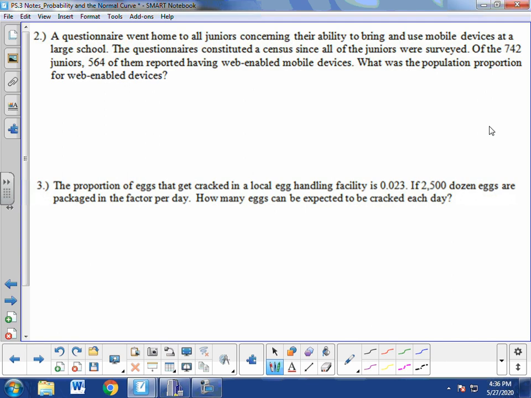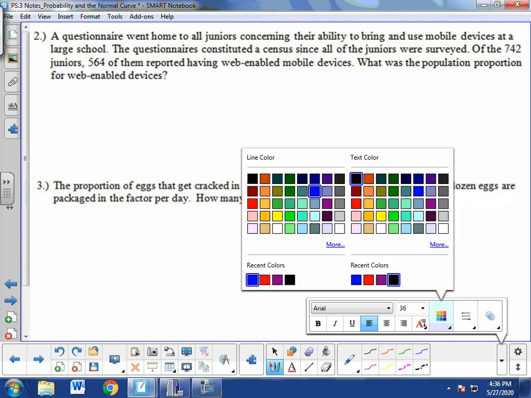So in problem number 2, we have a questionnaire that went home to all juniors concerning their ability to bring and use mobile devices at a large school. The questionnaire constituted a census since all of the juniors were surveyed. Of the 742 juniors, 564 of them reported having web-enabled mobile devices. What was the population proportion for web-enabled mobile devices?